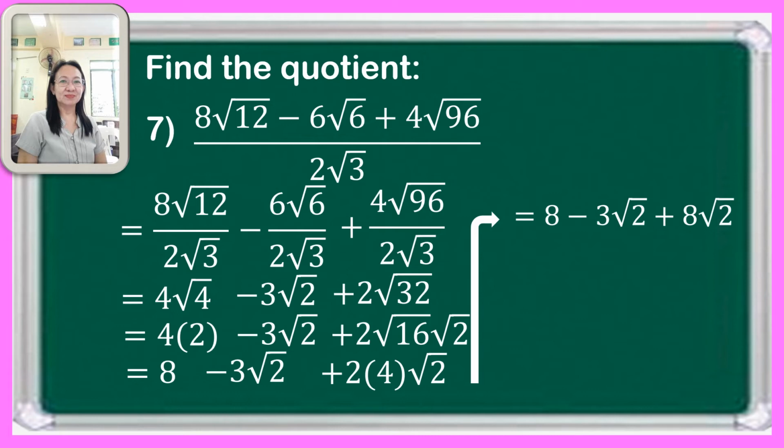So, looking now at the last two terms, they are called similar terms. So, combining negative 3 square root of 2 plus 8 square root of 2 will result in 5 square root of 2. So, this will be our final answer.